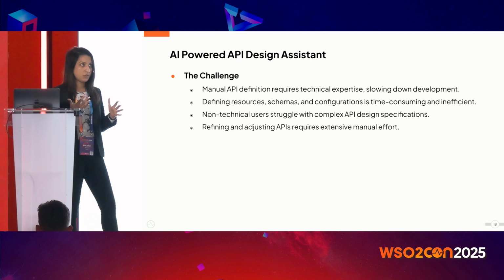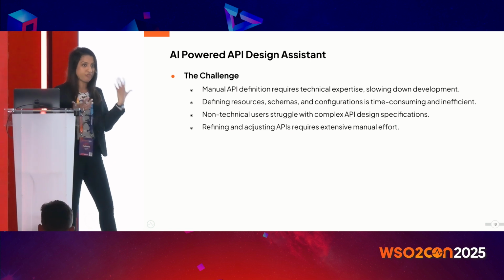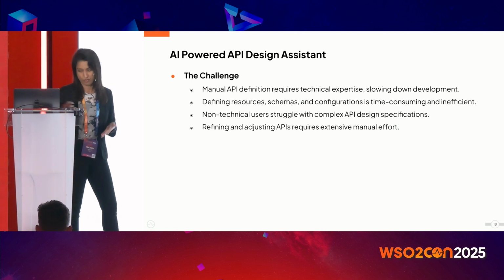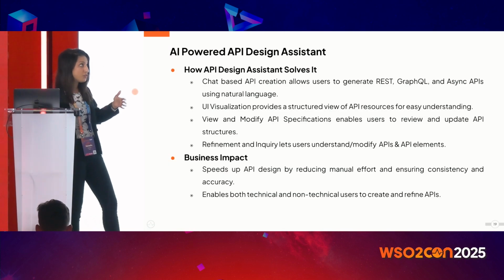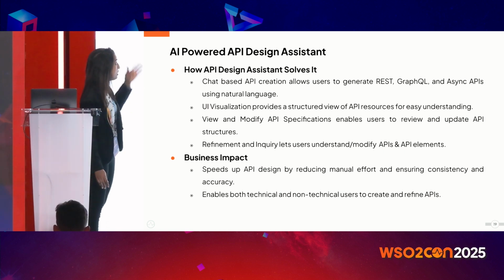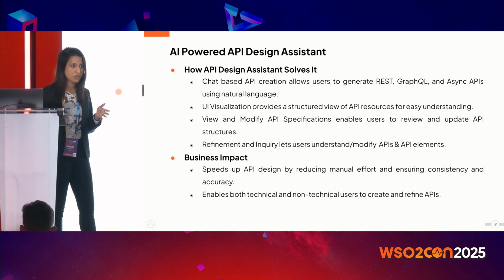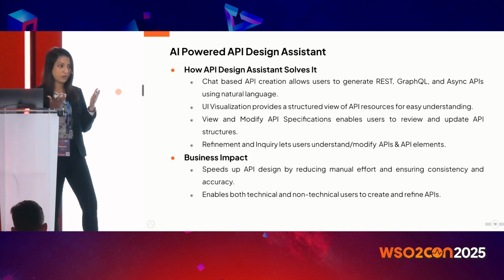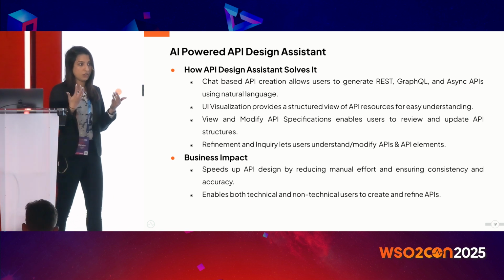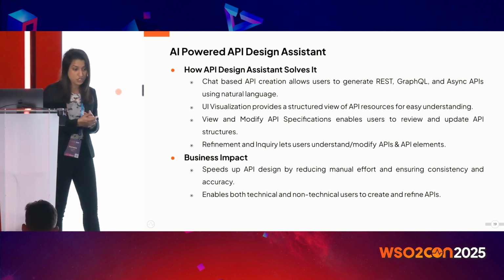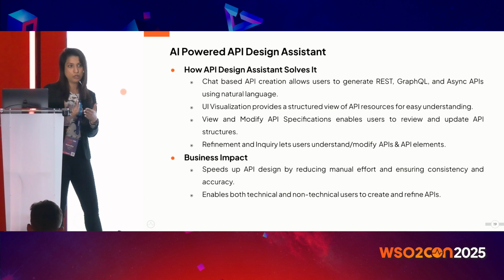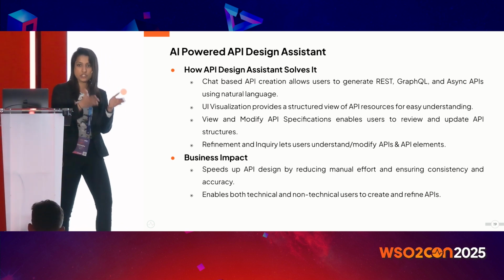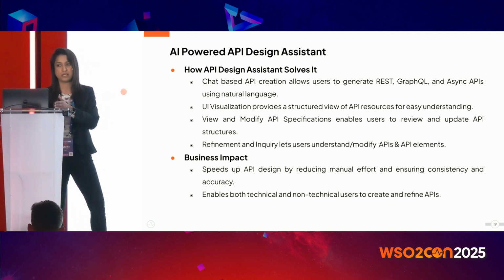And also, let's say you design an API, sometimes refining it and making adjustments to the API require an extensive effort. So we understood all those challenges and we introduced this API design assistance, which solves the problem. You can basically prompt your scenario in natural language, and the chat-based API will generate the API for you. And it can also suggest which type of API is suitable for this particular scenario.